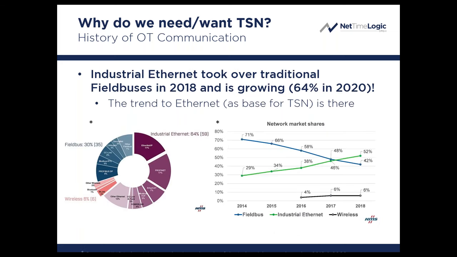So what we really need is Ethernet in all those production lines, and basically industrial Ethernet took over all the field buses in 2018. So we have the trend to Ethernet, which is basically the base for TSN, and we have a very strongly growing market there. There was like 64% growth in industrial Ethernet still also in 2020, which was kind of a special year.